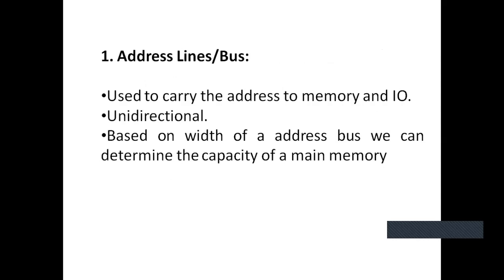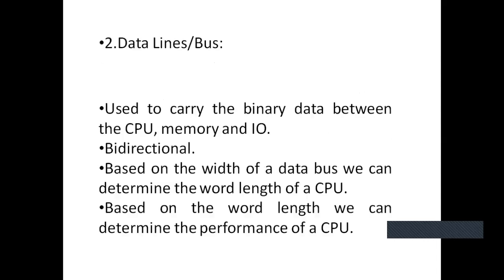The address bus is used to carry the address. So it is used to carry the address between the memory and input output devices. And the other properties of the address bus are that it is unidirectional, and based on the bits of the address bus we can determine the capacity of main memory. Okay, so these are the properties of the address bus.